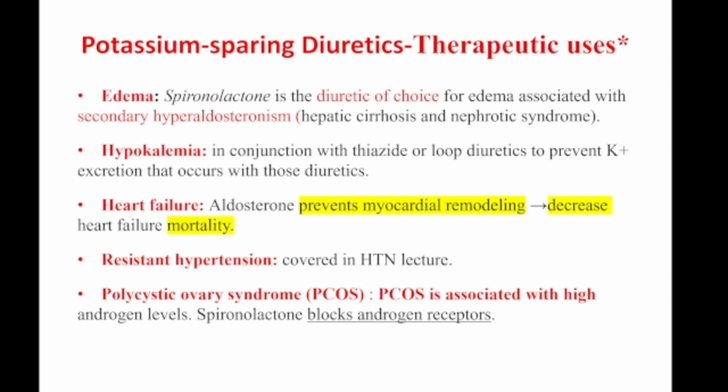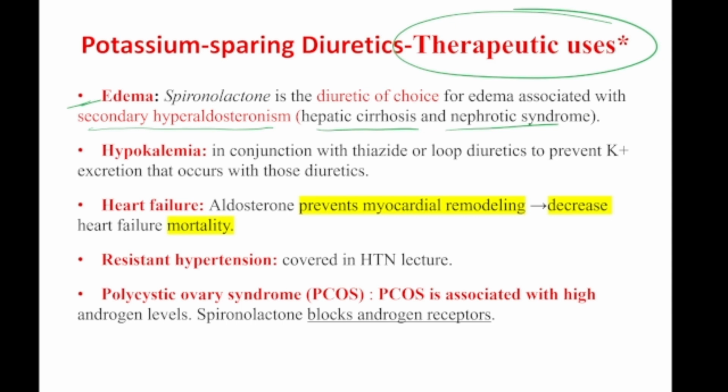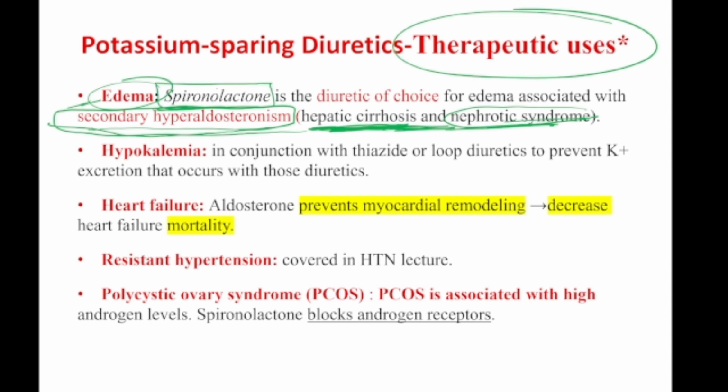Okay, the clinical use, the therapeutic use of potassium-sparing diuretics: edema, especially secondary hyperaldosteronism. Patients suffer from hepatic cirrhosis or nephrotic syndrome. In patients with these two types of disease, the aldosterone level will be high. In hepatic cirrhosis or nephrotic syndrome, the patient will suffer from secondary hyperaldosteronism, and the result will be edema. For this reason, we prescribe spironolactone. So spironolactone could be used for treatment of edema in patients with secondary hyperaldosteronism.